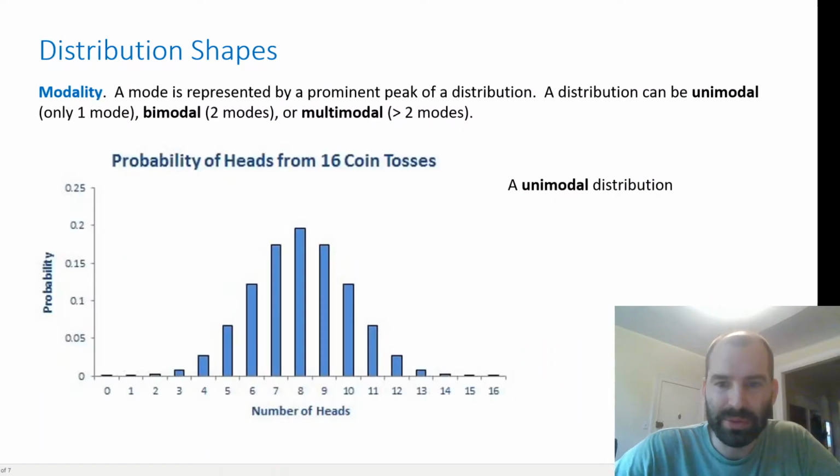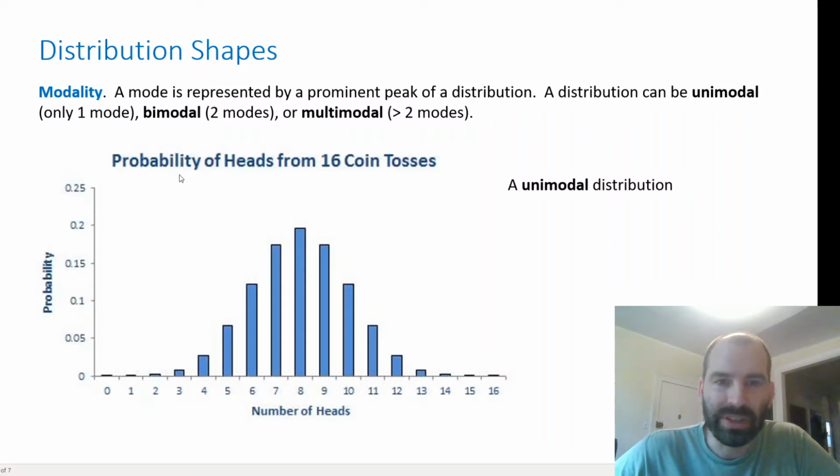What are some other shapes that we can talk about? Well, we can talk about how many modes the distribution has. It can be unimodal, meaning it just has one bump. It can be bimodal, meaning it has two bumps, or it can be multimodal, meaning it has more than two bumps. So this is an example of a unimodal distribution.